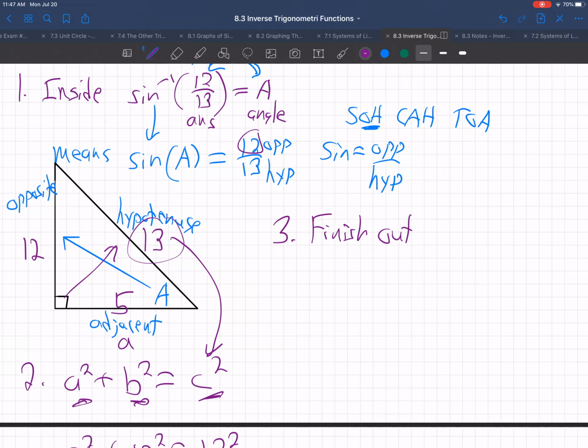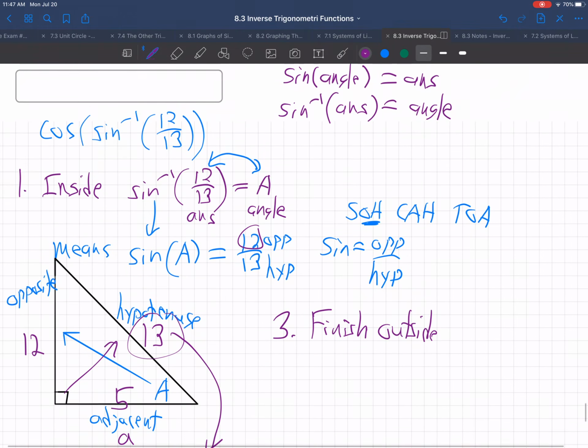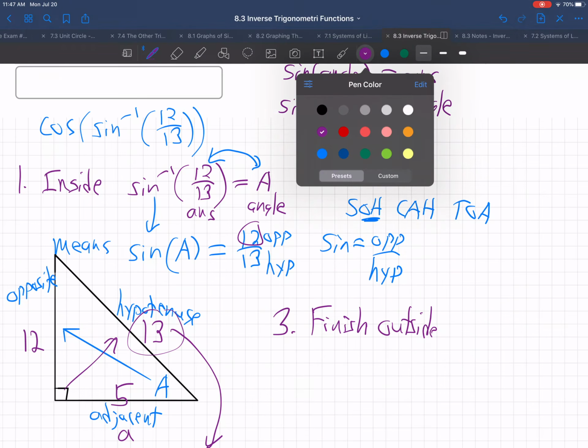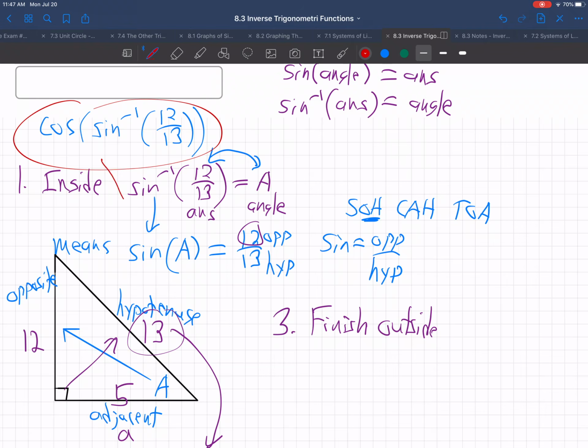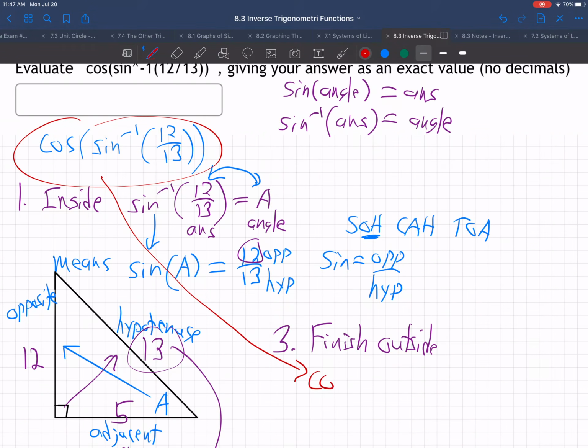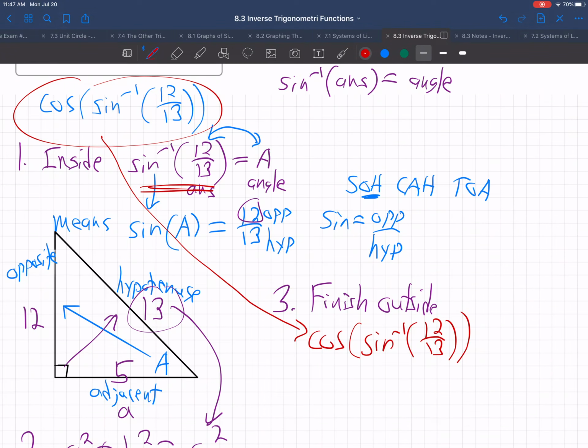So now finish the outside. What is the outside? What was the original question? Well, I lost it. There it is. Here's the original question. Bring down the original. It was cosine of sine inverse of 12/13. But we already said sine inverse of 12/13, that's A. So this inside right here, all of this is A.